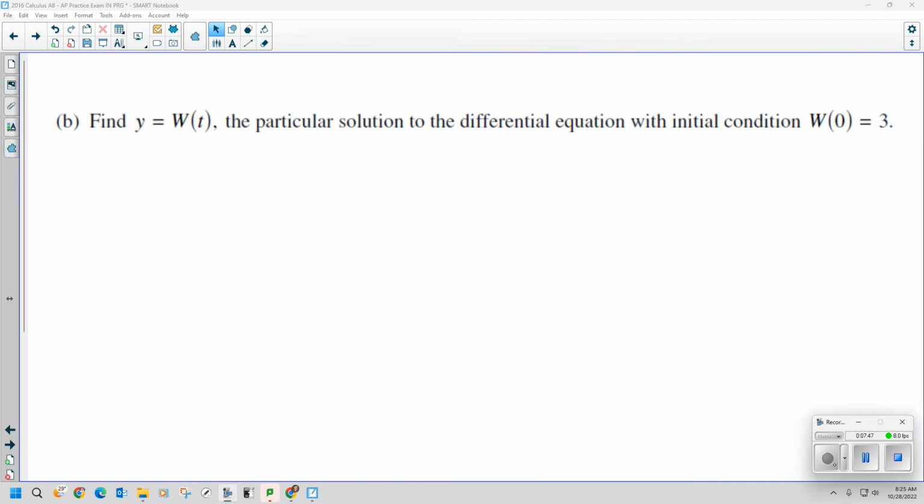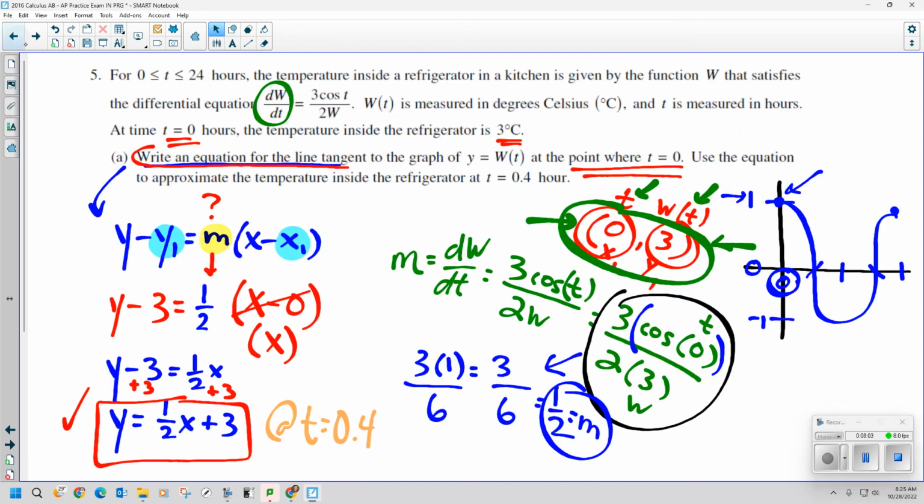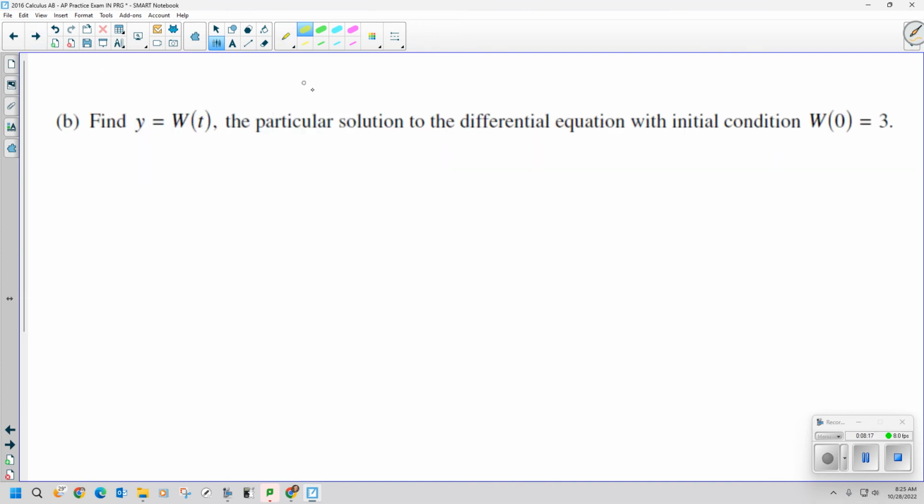5b says, find y equals w of t, the particular solution to the differential equation with initial condition w of 0 equals 3. Oh, I knew this was coming. How did I know? The moment I saw this, I thought to myself, they're probably going to have us do separable differential equations at some point. And here we are with B. So let's write this down.